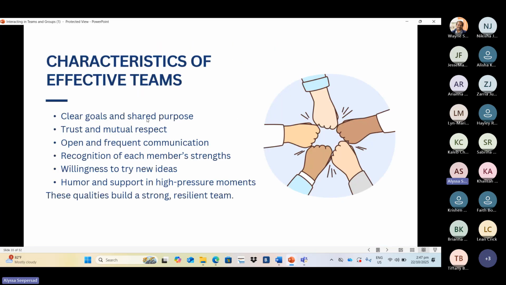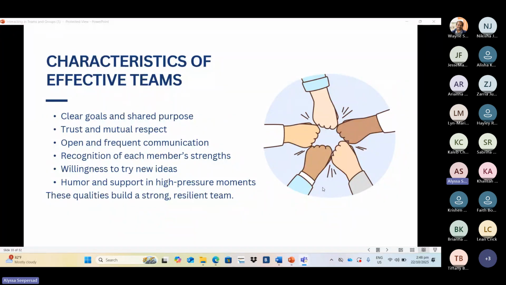So moving on to the characteristics of effective teams. Clear goals and shared purpose. Then we have trust and mutual respect, open and frequent communication, recognition of each member's strengths, willingness to try new things, humor and support in high pressure moments. So these qualities usually build a strong and resilient team.